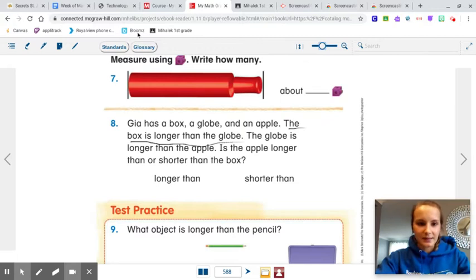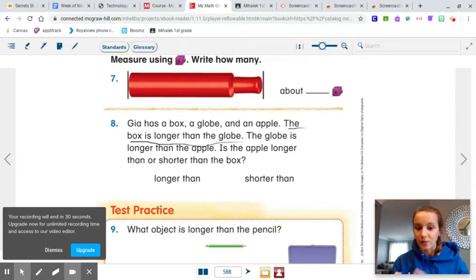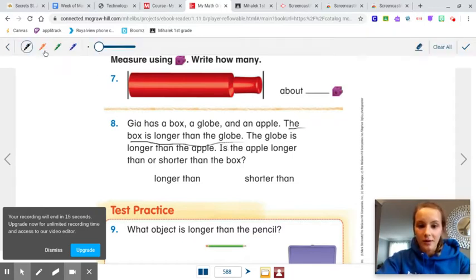And last but not least, we have number 8. And I already started to underline what I know, because whenever we read a problem, we have to underline what we know and what we want to know. Gia has a box, a globe, and an apple. The box is longer than the globe. I underlined that. The globe is longer than the apple. Is the apple longer or shorter than the box? Go ahead and circle 1.